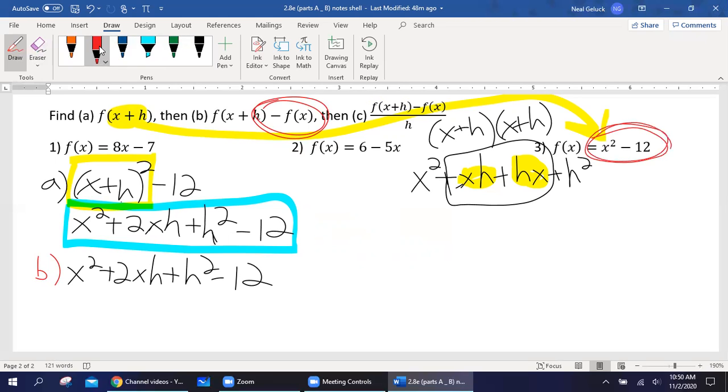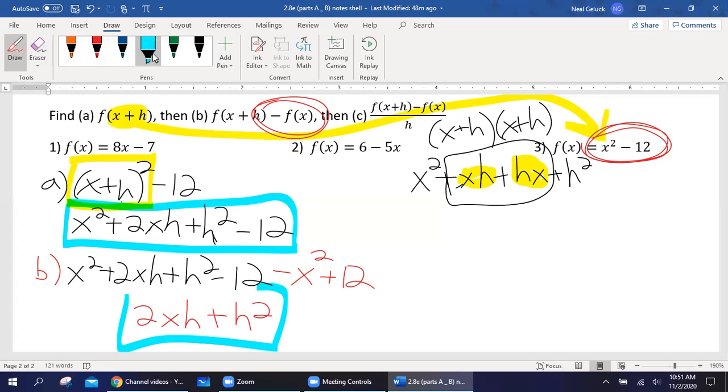Well, if I'm subtracting that off, again, the signs have to switch. So that's going to be minus x squared plus 12. Again, notice some stuff goes away. The x squareds go away, the 12s go away, but I'm left with a little bit more than I previously had. I'm going to be left with 2xh plus h squared. So that's the answer to part B.